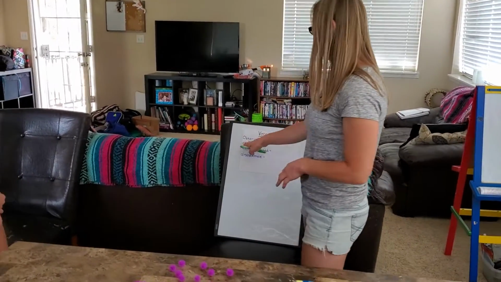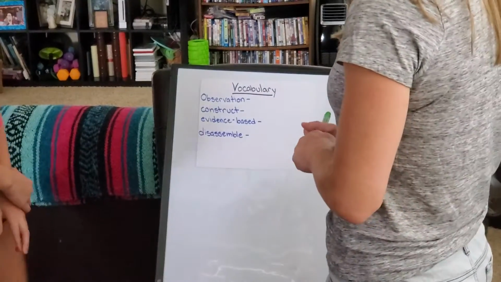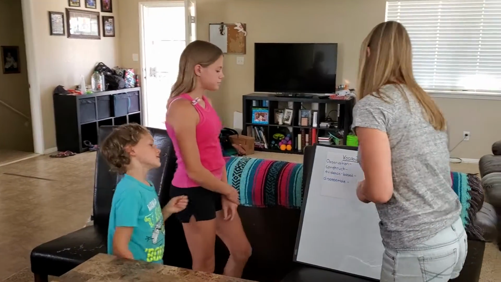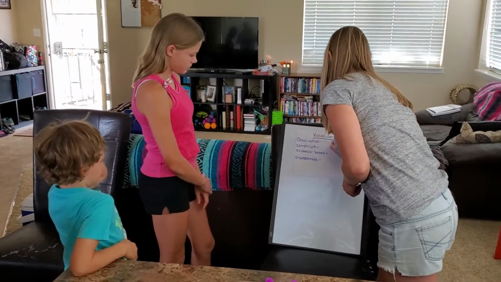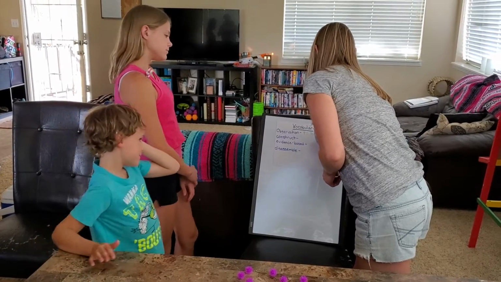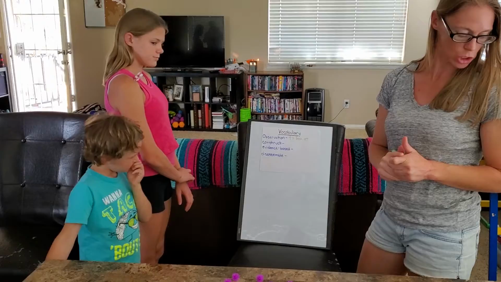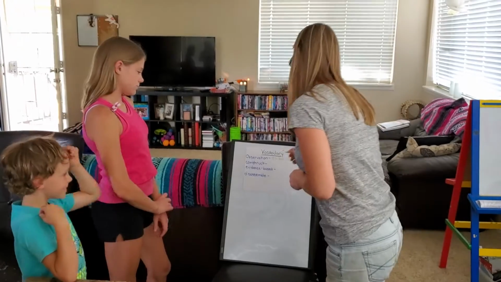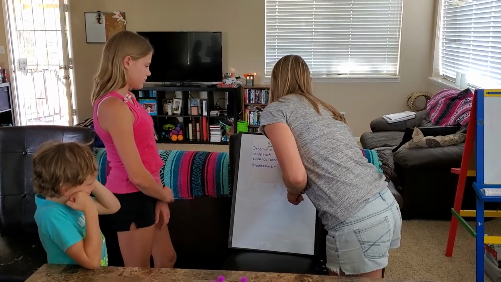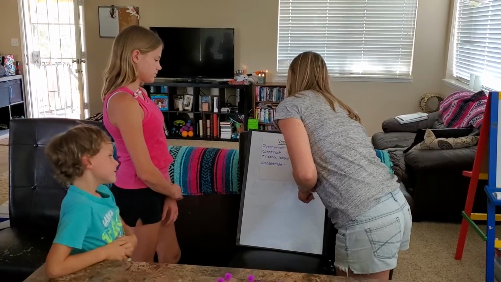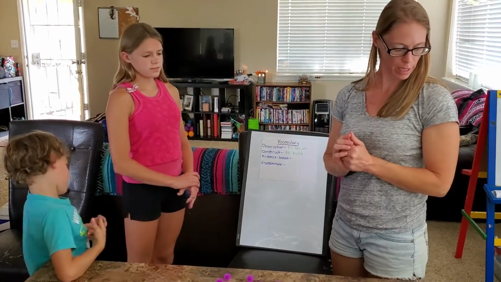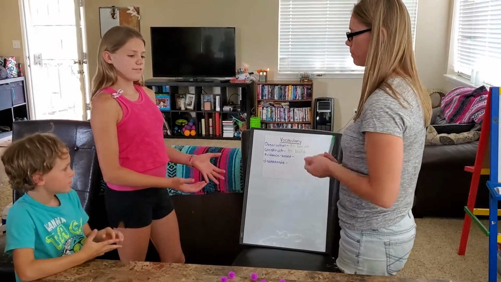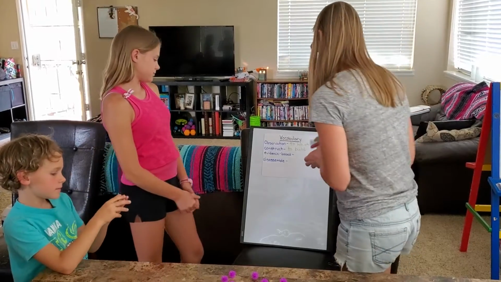Students, what do you think observation might mean? Looking at someone or something, right? To look at or to see. Okay. What about construct? We're talking about constructing something. Build something. To build, yes. Okay. What about evidence-based? We're making an evidence-based account of a model. What could evidence-based mean? To have like proof, not just like guessing. To have proof, absolutely.